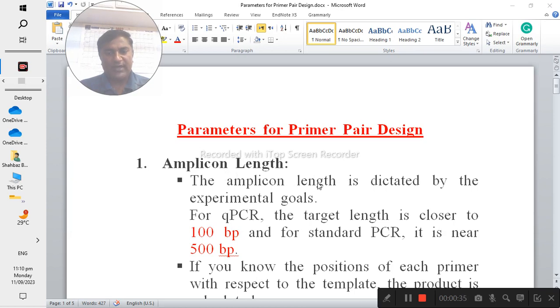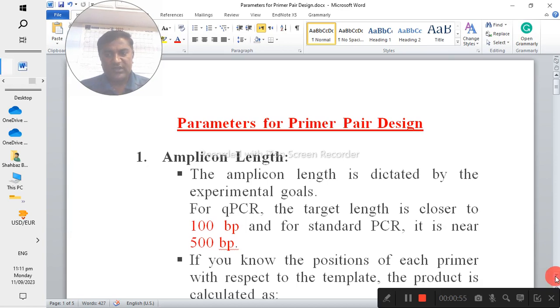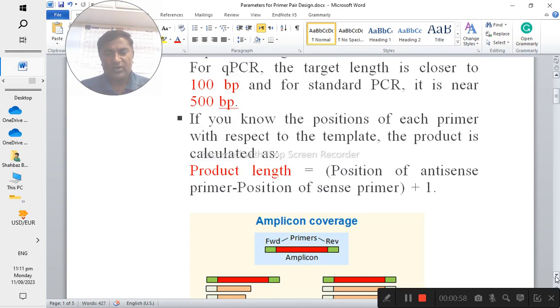The amplicon length is dictated by the experimental goals. For qPCR the target length is closer to 100 base pairs, and for standard PCR it is near 500 base pairs. If you know the position of the primers on the template, the product length is equal to the position of the antisense primer minus the position of the sense primer plus 1.